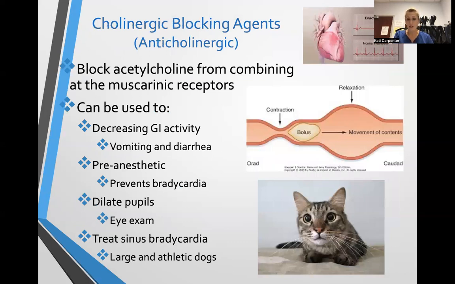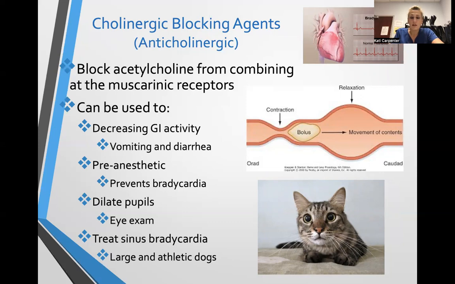Cholinergic blocking agent. So now we're going to block acetylcholine from combining to the receptors. So it can be used to decrease GI activity, so maybe slow down some vomiting and diarrhea. Used pre-anesthetically to prevent bradycardia, because remember, sympathetic is going to boost the heart rate, and parasympathetic is going to drop the heart rate. So if we want to prevent bradycardia, especially if we're giving other drugs that cause a low heart rate, an anticholinergic is going to do the trick.